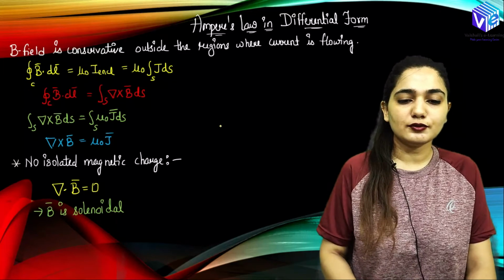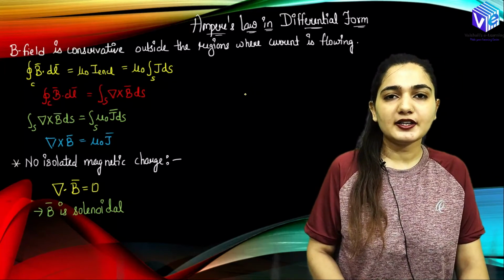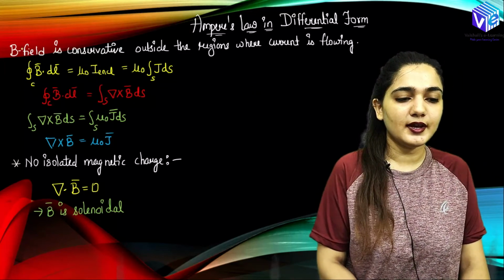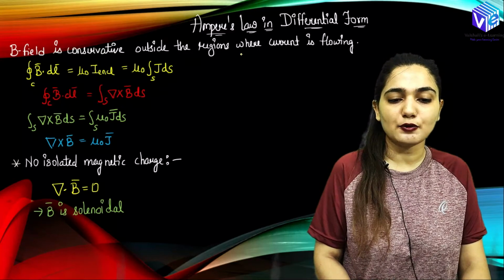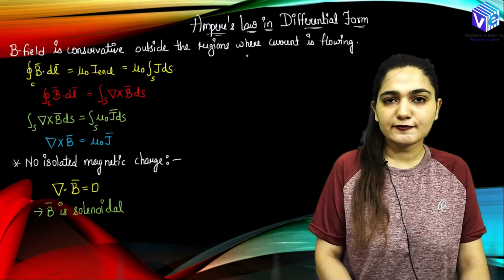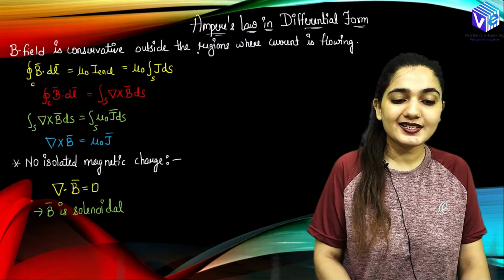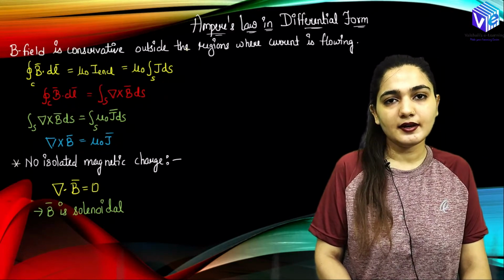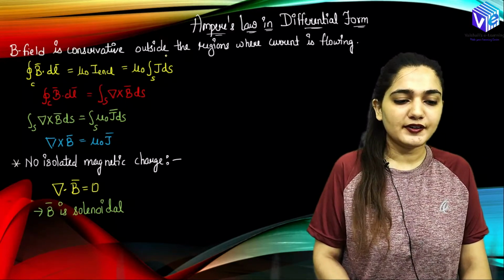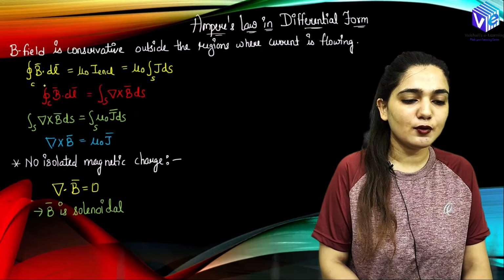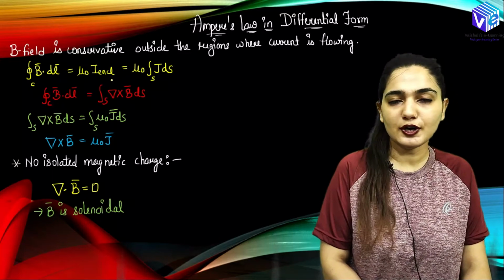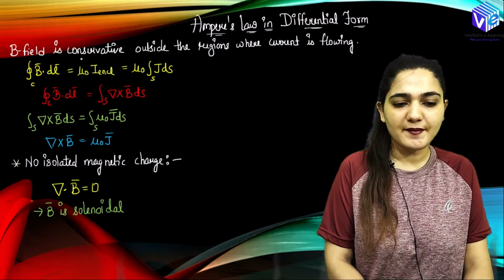So now coming to the differential form, how can we compute the differential form? The magnetic field is conservative outside the region where current is flowing. So this is the condition that we are following to find the differential form. The integration over C of B dot dl is equal to mu naught I enclosed. This is the formula of Ampere's circuital law.